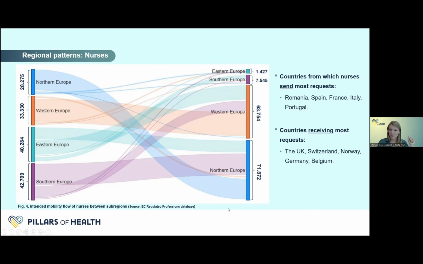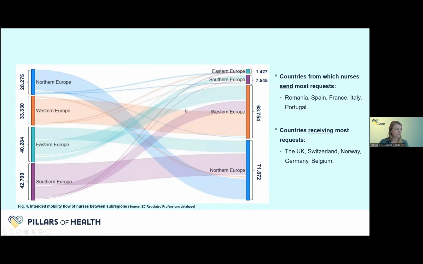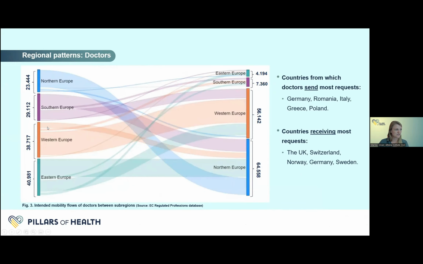But looking at the amount of requests received by Western Europe and Northern Europe, we also see that a lot of these requests come from nurses and doctors within that same region. So that explains these large blue and large orange flows. And looking at the doctors, this was also the case. Here again, you see that for doctors, there's quite a large contribution of requests received by Western Europe coming from doctors from Western Europe.